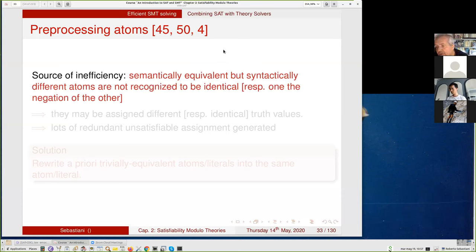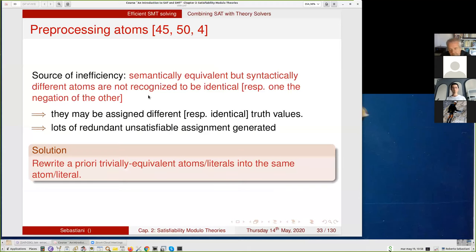Because if you have two different atoms, like X minus Y is more or equal than zero, and X is more or equal than Y, they are exactly the same, semantically identical atoms, but they are syntactically different. If you don't recognize them to be the same atom, then you could call the first B1 and the second B2. And it may be the case that during the search, B1 is assigned to true and B2 is assigned to false, or vice versa, which is intrinsically inconsistent because they are the same atom. Or one the negation of the other: if you have X smaller or equal than Y, and X strictly greater than Y, one is the negation of the other, but you should be able to recognize that. Otherwise, you may assign both to true without realizing it.